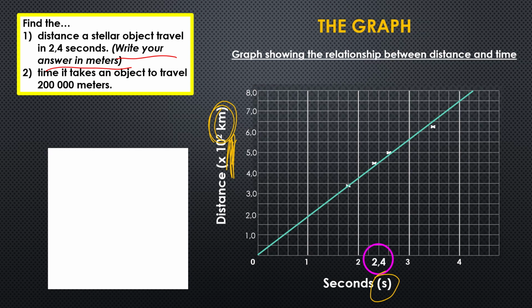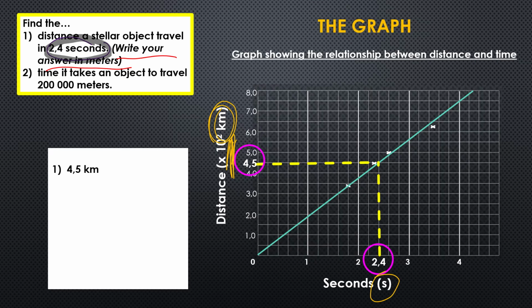Now, let's start at the beginning. You always start with the given value. So the given value was 2,4 seconds. That was the value given in our question. That is where you start. So you go and you find 2,4 on your graph, 2,4 seconds. You draw your dotted line and then you read off the value on your y-axis.